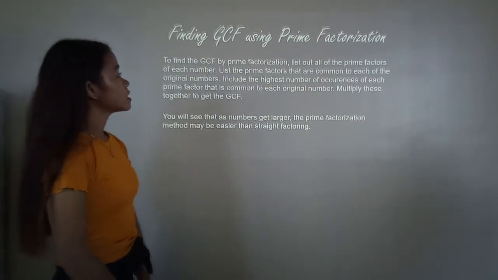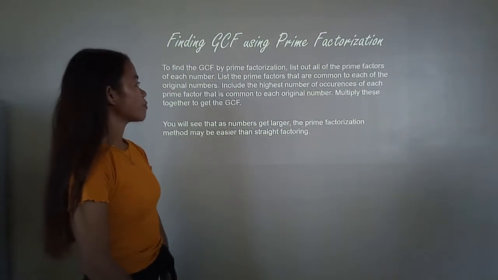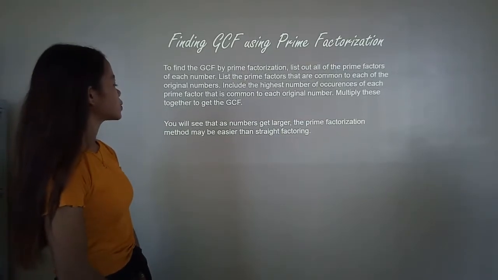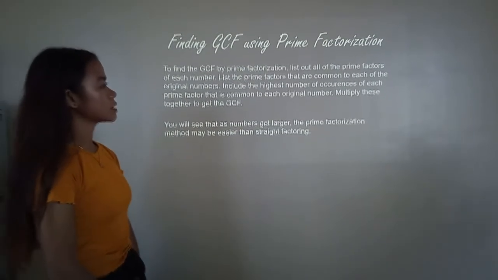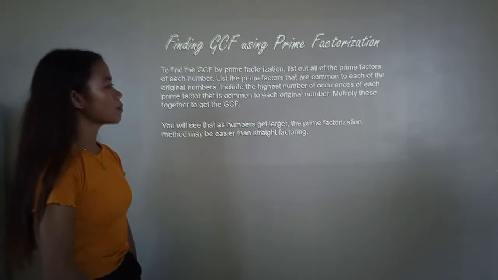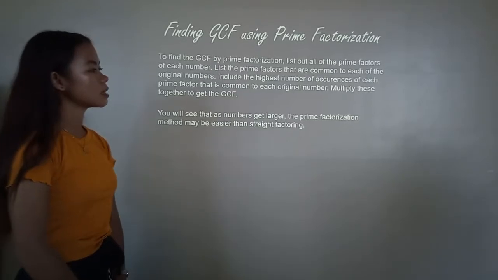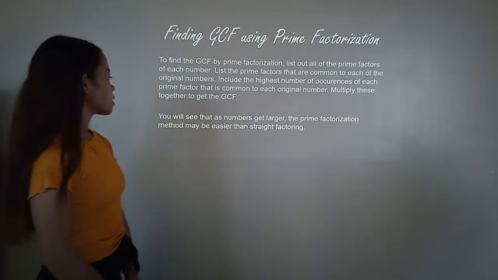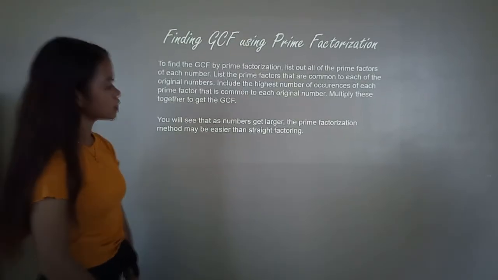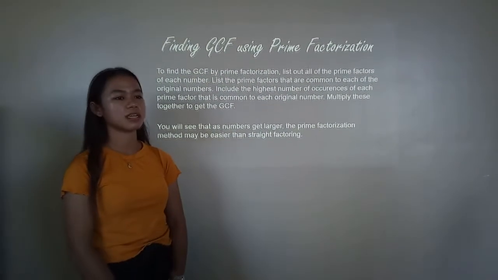Second, finding GCF using prime factorization. To find the GCF by prime factorization, list out all of the prime factors of each number. List the prime factors that are common to each of the original numbers. Include the highest number of occurrences of each prime factor that is common to each original number. Multiply these together to get the GCF. You will see that as numbers get larger, the prime factorization method may be easier than straight factoring.